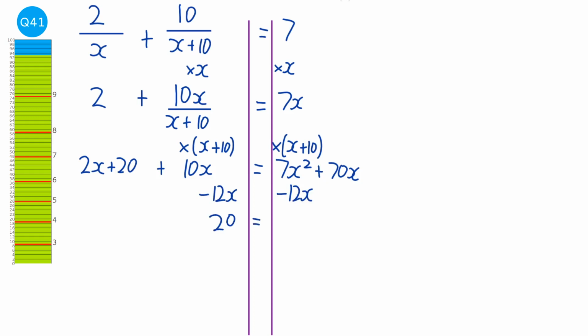So we've still got that 20 on the left hand side, and here we have 7x squared, plus 58x. I'm going to take away that 20 from both sides, because with quadratics, to solve them, we always need it to equal 0.